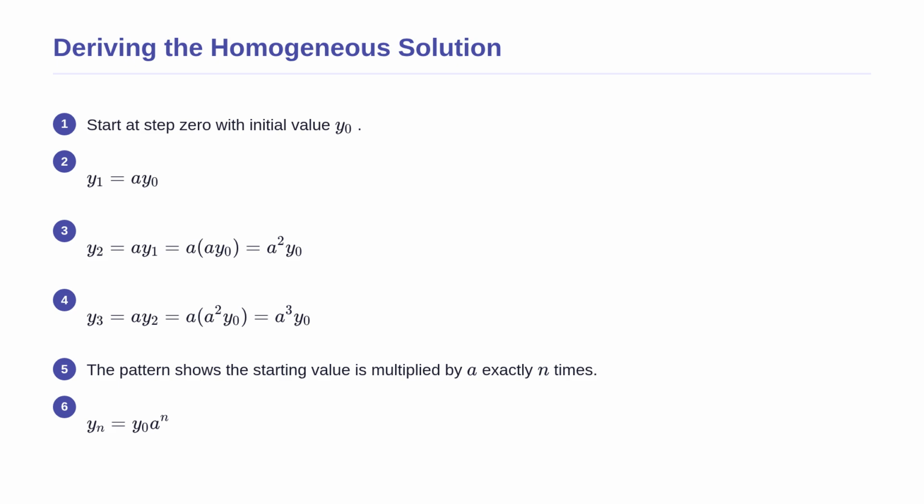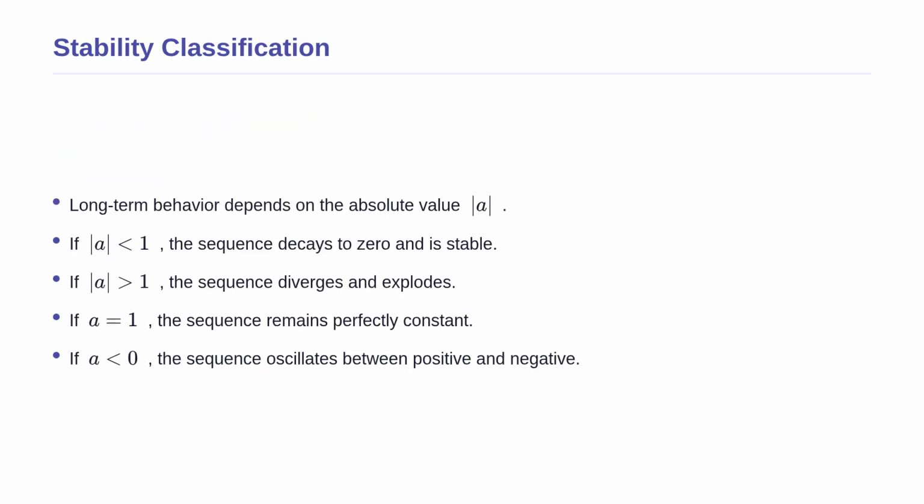Substituting our previous result, we get a times a times y sub 0, which is a squared times y sub 0. For step 3, we multiply by a once more, giving us a cubed times y sub 0. The mathematical reasoning is clear. Each step adds another power of a. This intuition leads directly to our final proven result for any step n. So, we have proven that our homogeneous formula holds.